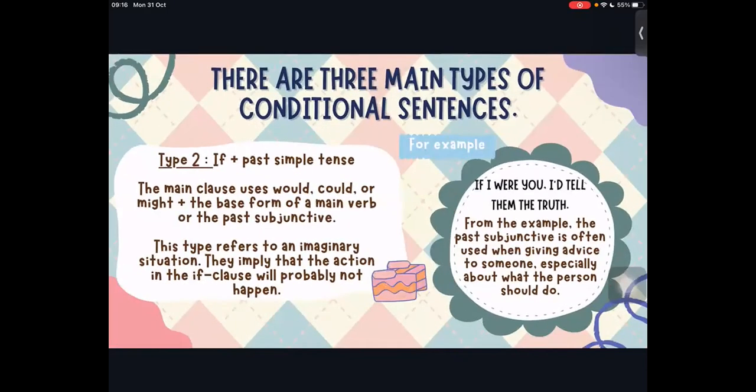Type 2, if plus past simple tense, use would, could, or might plus the base form of a main verb or the past subjunctive. This type refers to an imaginary situation. They imply that the action in the if clause will probably not happen. For example, if I were you, I would tell them the truth. The past subjunctive is often used when giving advice to someone, especially about what the person should do.